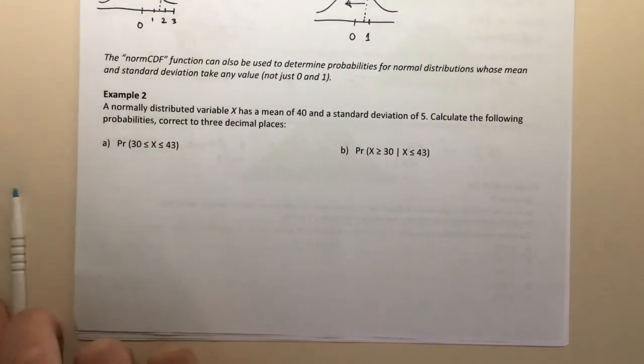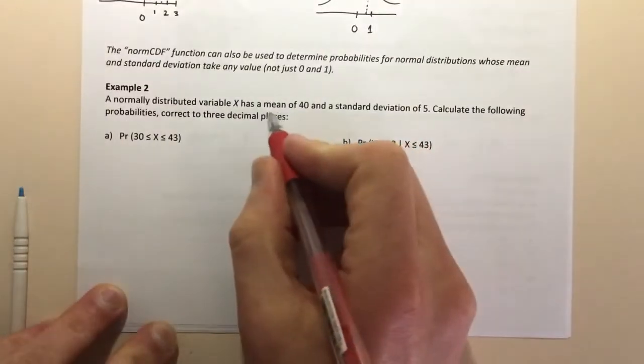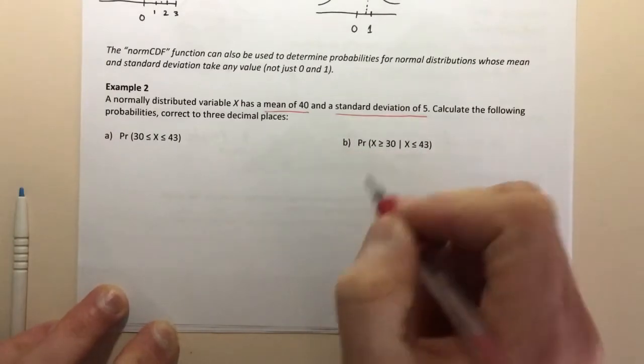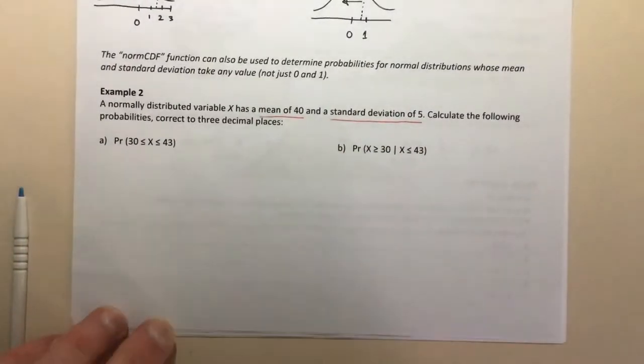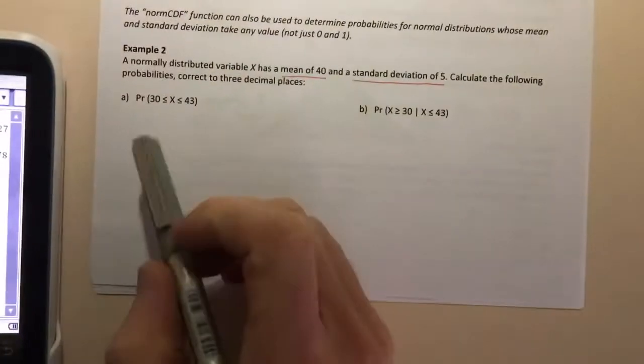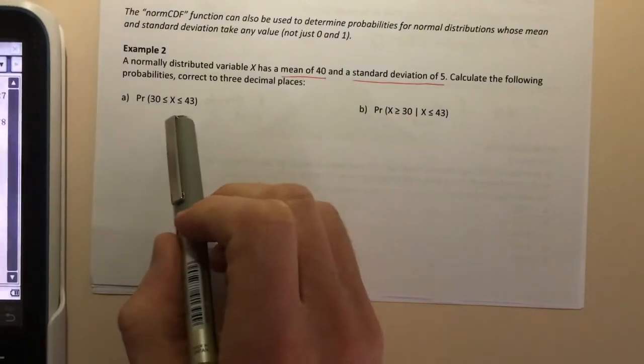So here's a situation where we've got a normally distributed variable with a mean of 40 and a standard deviation of 5. All right, so those are the two key values we need to identify from the question. And then we've got to calculate some associated probabilities. So the first question here is asking us to find the probability that x is greater than or equal to 30 but less than or equal to 43.